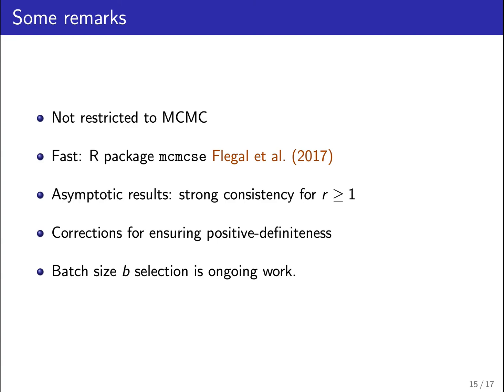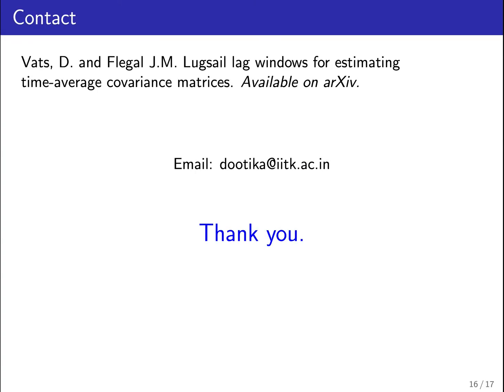And finally, the performance of all of these time average covariance matrices depends on the truncation point or the batch size selection B, and that's actually critical to the performance of what's going on. Now, keeping batch size constant, whatever it is, lug-sale lag windows appear to be doing significantly better in making sure you don't terminate too early, especially for MCMC. But it would be really useful to go in and say, okay, what is a reasonable batch size selection procedure in this family of problems? And that's ongoing work.